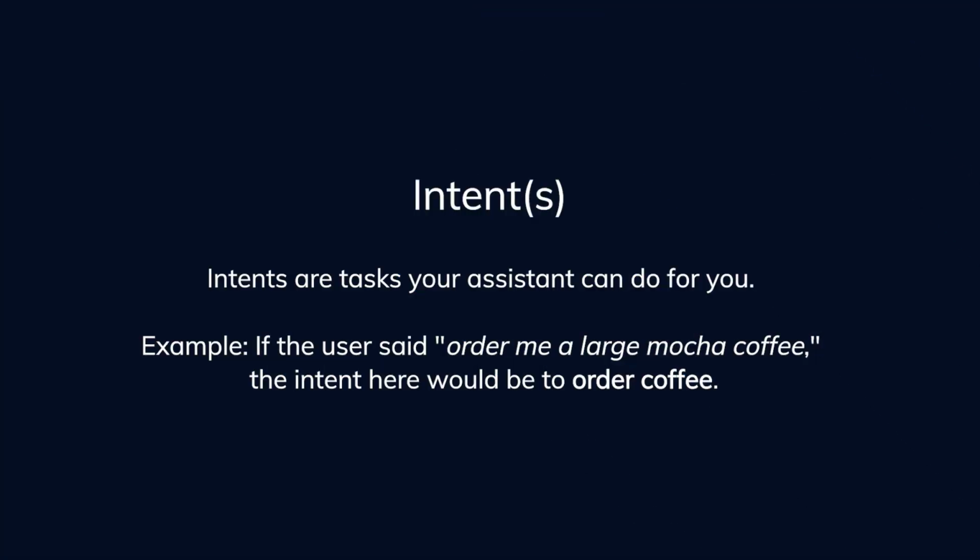In the next section, we're going to show you how to use intents. Now, intents are tasks that your assistant can do for you. You can think of them as a collection of phrases the user might say to signify what they want to do. For example, if the user said, "Order me a large mocha coffee," the intent here would be to order coffee. It's important to remember that an intent doesn't relate to the specific words order and coffee, but rather the goal they are aiming for, which is to order a coffee.